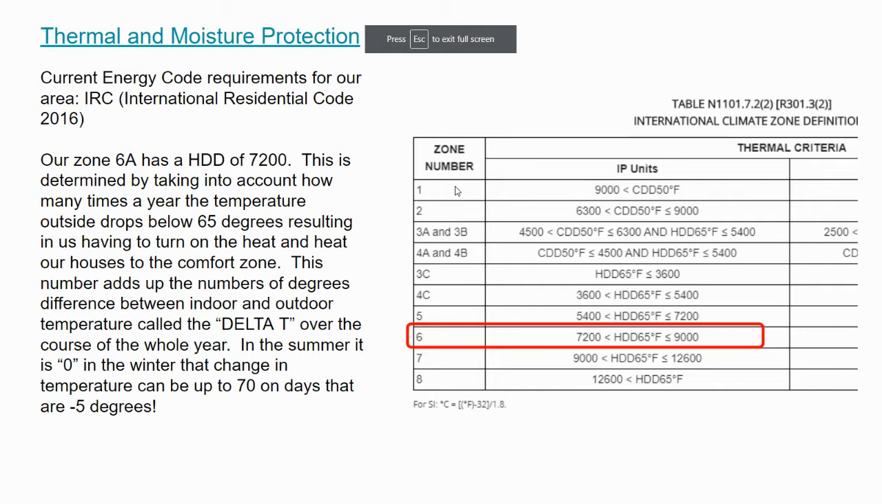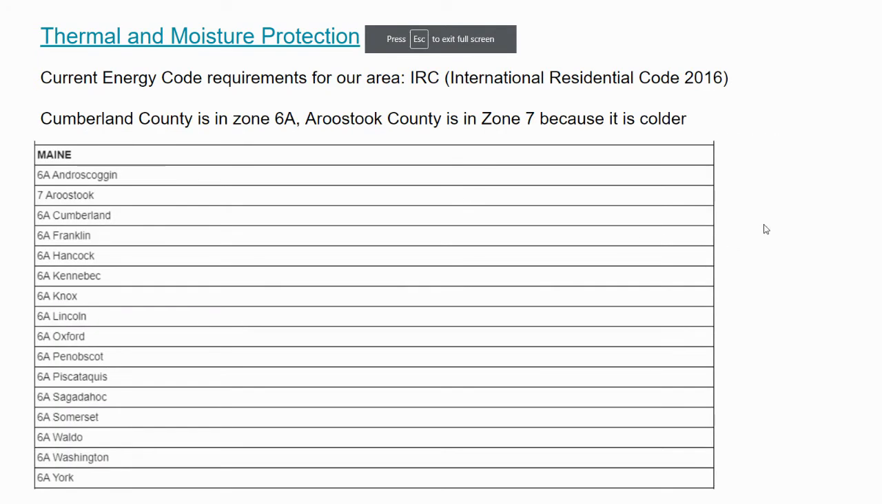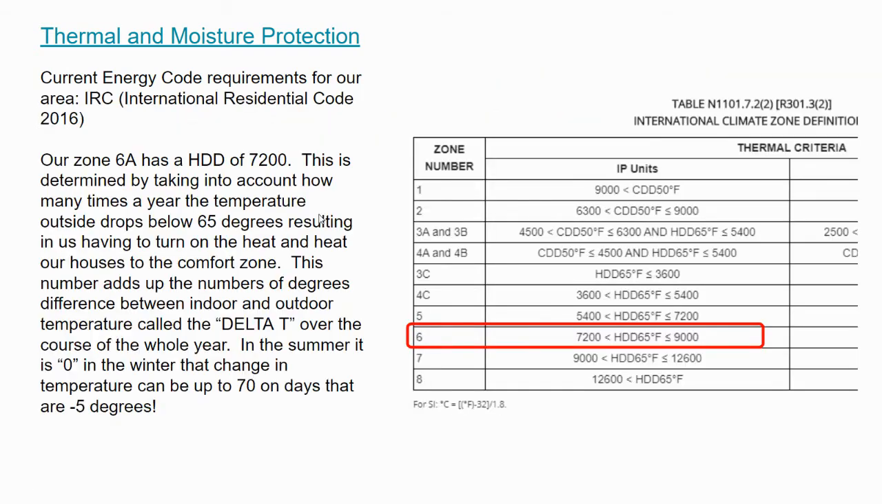So first of all, we need to know some information about what is required in our area for energy code requirements. Energy code requirements are gathered from the IRC, International Residential Code of 2016, which I used as a reference. What I wanted to show you here is if you look under Maine, and look for our county, we are in zone 6A. That's key to know, that number and letter system in this case, because this is going to tell us what our rules are going forward through the IRC.